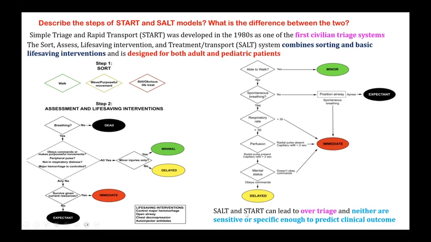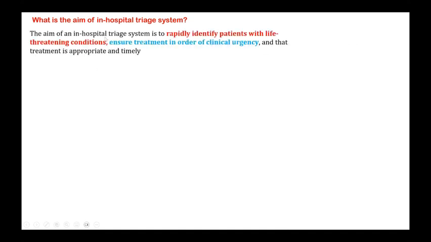So SALT and START can lead to over-triage, or neither is sensitive or specific enough to predict clinical outcome. So after all the description, you know that this is more of a trial to save as many patients as possible by your clinical judgment of the patient. So what is the aim of this? This is all in the pre-hospital, or the primary triage.